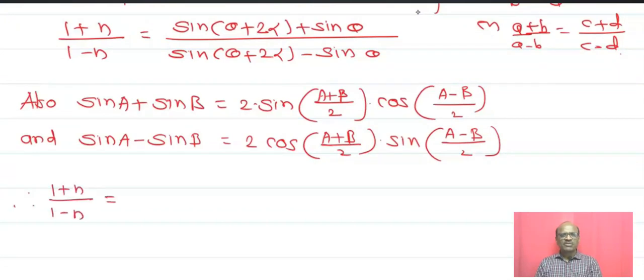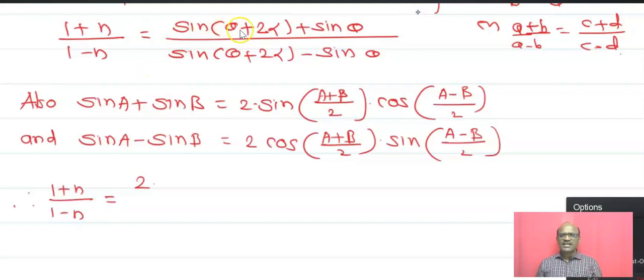1 plus n upon 1 minus n. Now we'll add this here. 2 times sine of theta plus 2 alpha plus theta upon 2 into cos of theta plus 2 alpha minus theta upon 2, and for the denominator you will get 2 times cos of theta plus 2 alpha plus theta upon 2 into sine of theta plus 2 alpha minus theta upon 2.